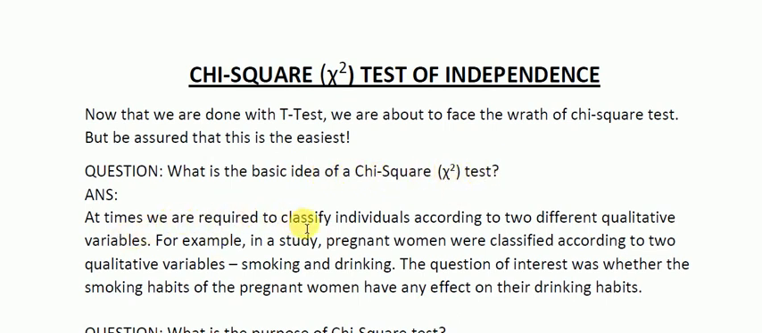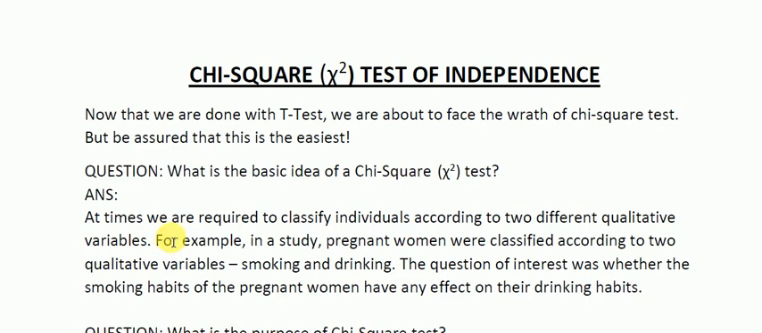At times we are required to classify individuals according to different qualitative variables. So basically we have two kinds of variables, qualitative and quantitative. We studied them last year, so if you really want to go into much more detail, you can go to CHSME part 1 and see what we discussed over there. But for now, just remember that we have two kinds of variables, qualitative and quantitative. Last year we had nominal, ordinal, interval, ratio. But for chi-square we are actually concerned about qualitative variables.